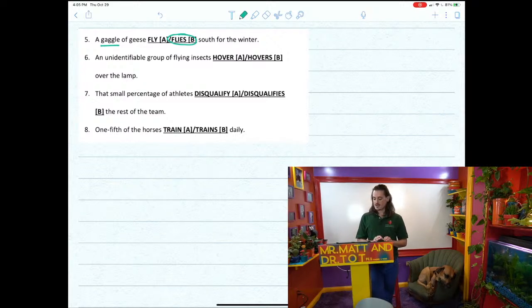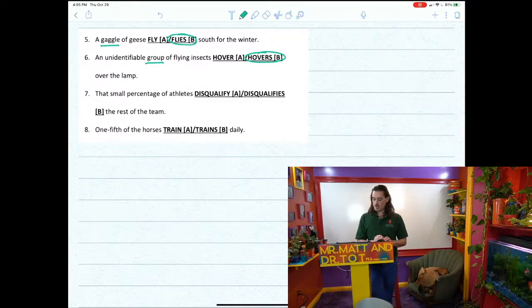6, an unidentifiable group of flying insects hover or hovers over the lamp. So unidentifiable is a modifier modifying the noun group. It's one group of many flying insects, so don't be misled by the modifications here. It's one group, so that's the subject, it's singular. We need a singular verb. So singular nouns usually do not end in S, singular verbs usually will end in S. So we want hovers, the singular verb hovers. An unidentifiable group of flying insects hovers over the lamp.